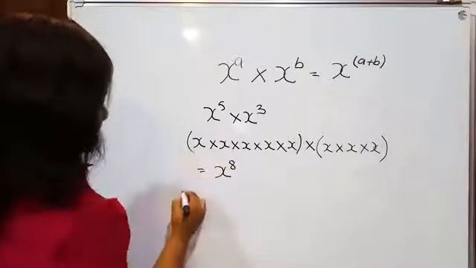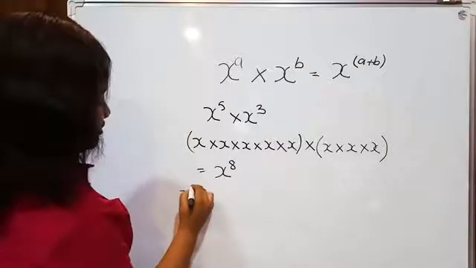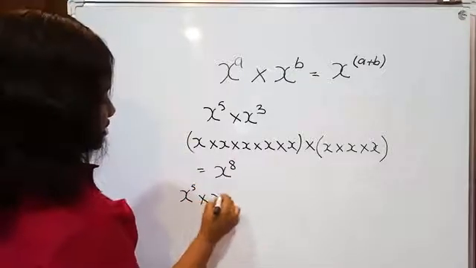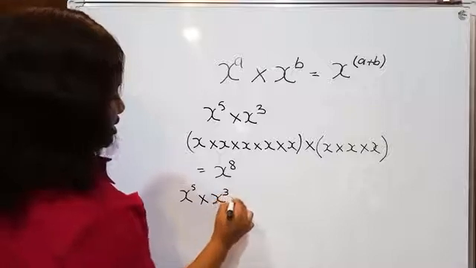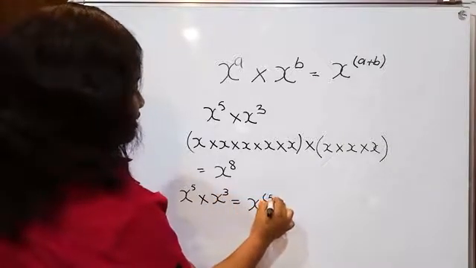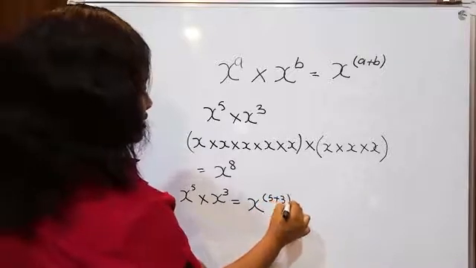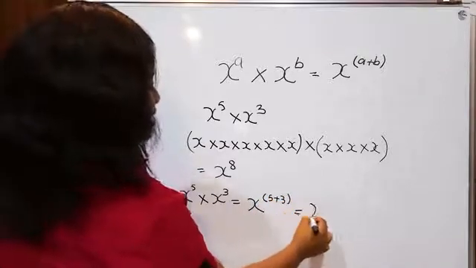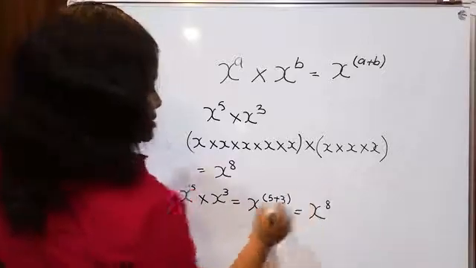So you can see now that x raised to power 5 times x raised to power 3 equals x raised to power bracket 5 plus 3, which gives us what? X raised to power 8. Let's look at another illustration.